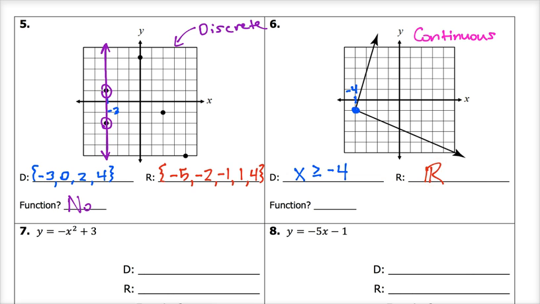Is this graph a function? The answer is no, because again, I can use my vertical line test and draw a vertical line here that intersects the graph in 2 spots.